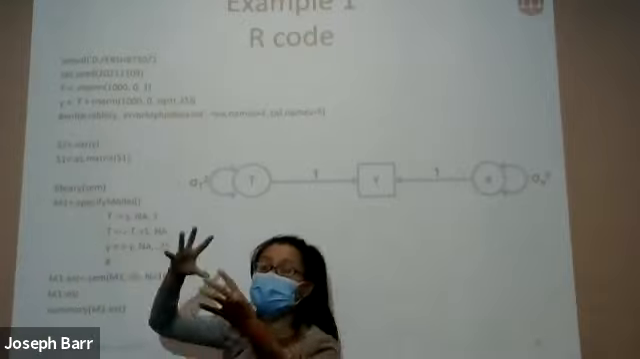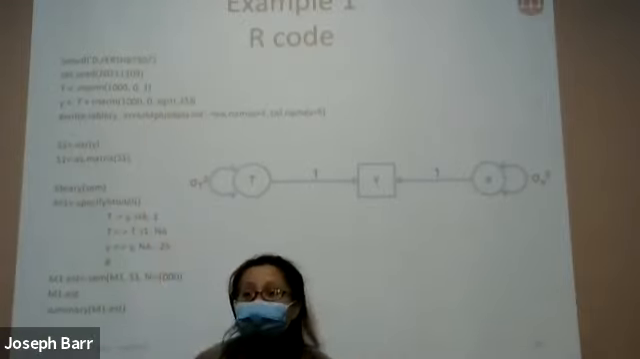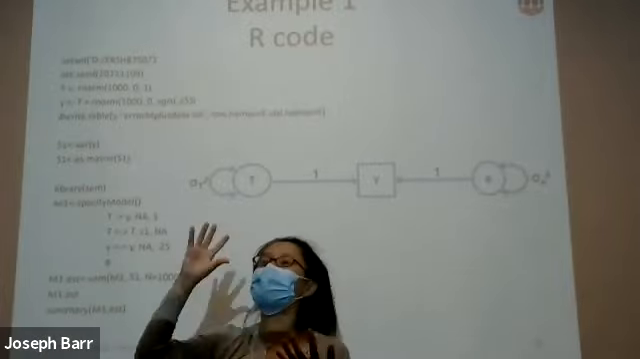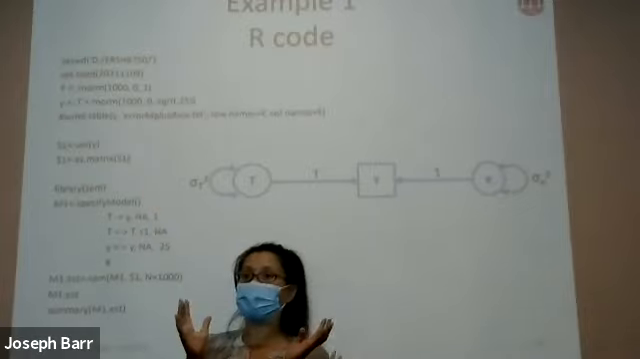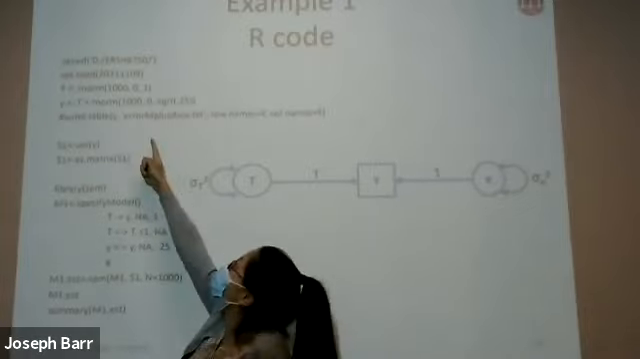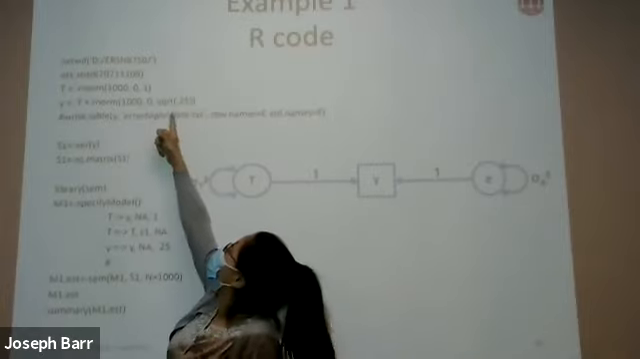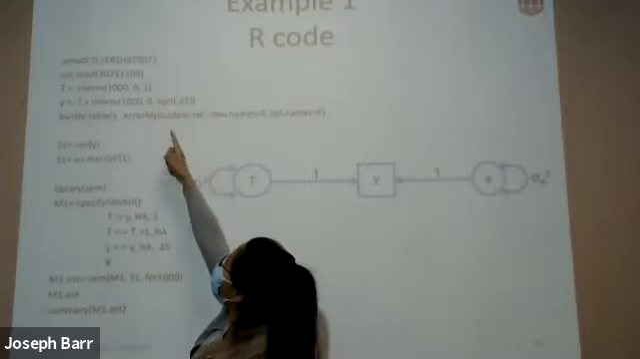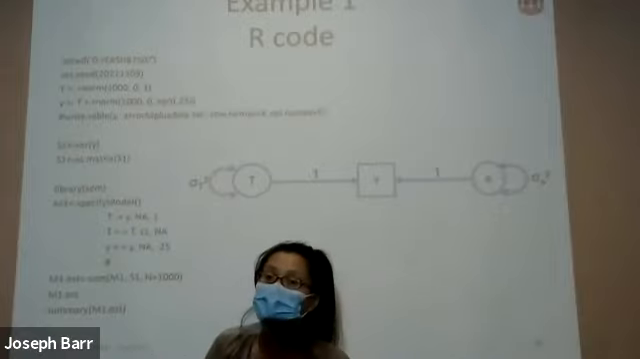And rnorm is a function. Inside the function, we have to tell R what your sample size is, how many random values you are going to generate. In this case, 1000. The second position is the mean. Then the standard deviation. You have to tell R what the standard deviation of the normal distribution is.